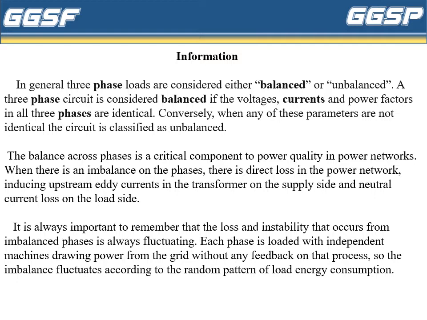When there is an imbalance on the phases, there is a direct loss in the power network, inducing upstream eddy currents in the transformer on the supply side and the neutral current loss on the load side. It is always important to remember that the loss and instability that occurs from imbalanced phases is always fluctuating. Each phase is loaded with independent machines drawing power from the grid without any feedback on the process. So, the imbalance fluctuates according to the random pattern of the load energy consumption.